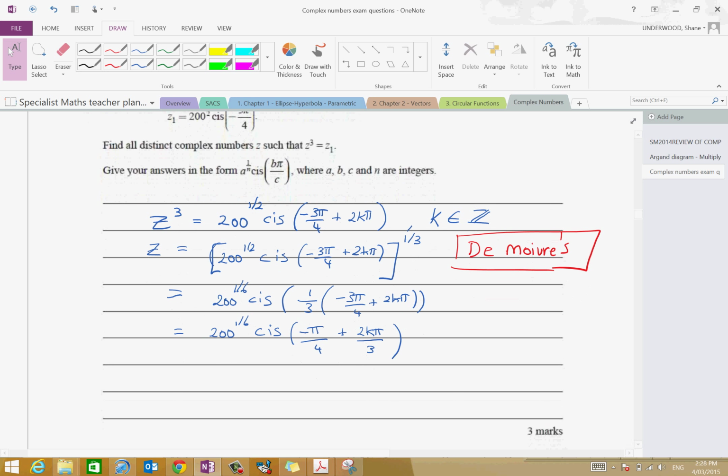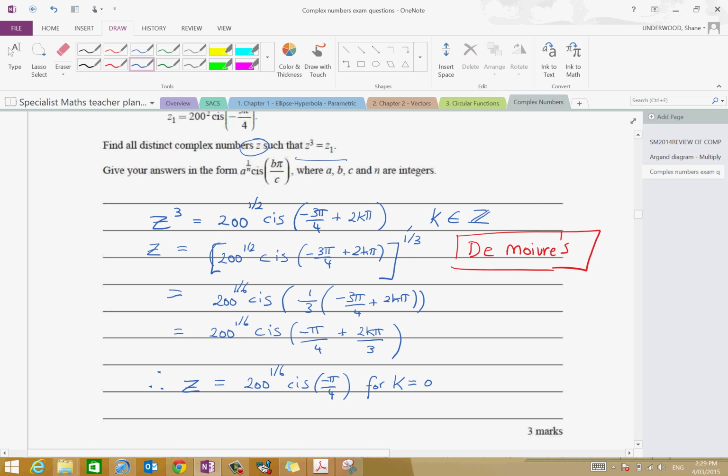So now we can say, find all the distinct complex numbers z such that z cubed is equal to this. We're going to say that z is equal to 200 to the power of 1/6 cis of negative pi on 4, for k is equal to 0. What about if k is equal to 1? Is that going to be within my argument? 2 pi on 3, so that's like 120 degrees, subtract 45 degrees. That's going to be, yeah?